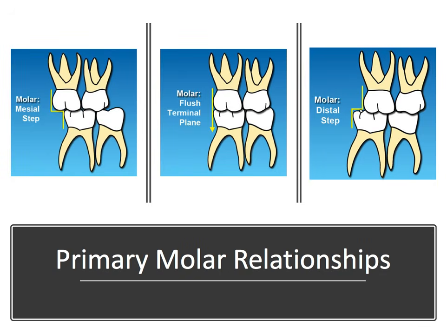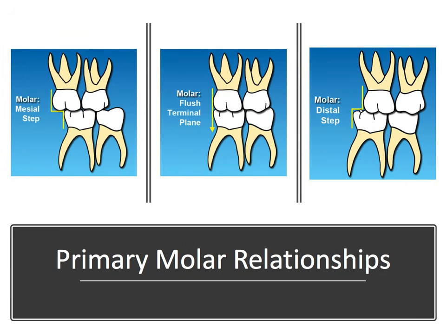So this molar relationship can be either a mesial step, where the mandibular terminal plane is located mesial to the maxillary terminal plane. It can be a flush terminal plane, where those terminal planes are literally flush with one another along the back, or distal step, where the mandibular terminal plane is distal to the maxillary terminal plane. So why is the terminal plane used?